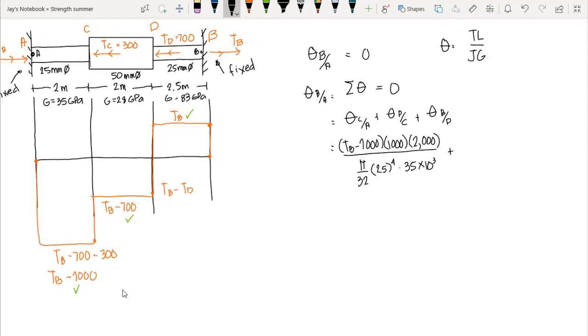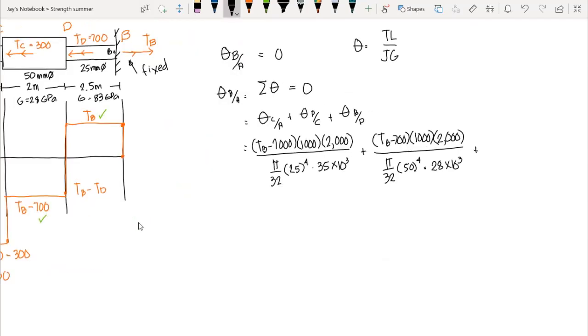Plus, now for the angle of twist of D relative to C, we have the internal torque in between C and D, that is TB minus 700, times 1000, again to convert into Newton millimeter, times the length in between, that is 2000, over pi over 32, times the diameter of DC, that is 50 raised to the 4th, that is the polar moment of inertia, times 28 times 10 raised to the 3.